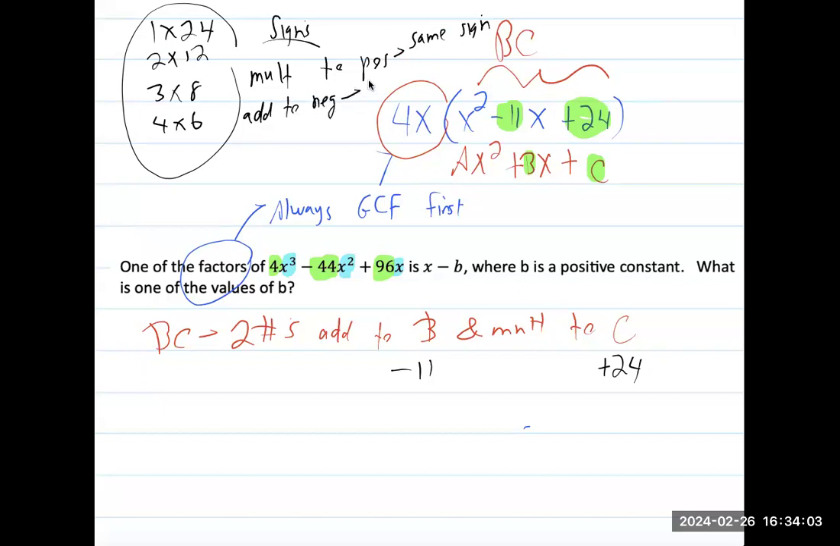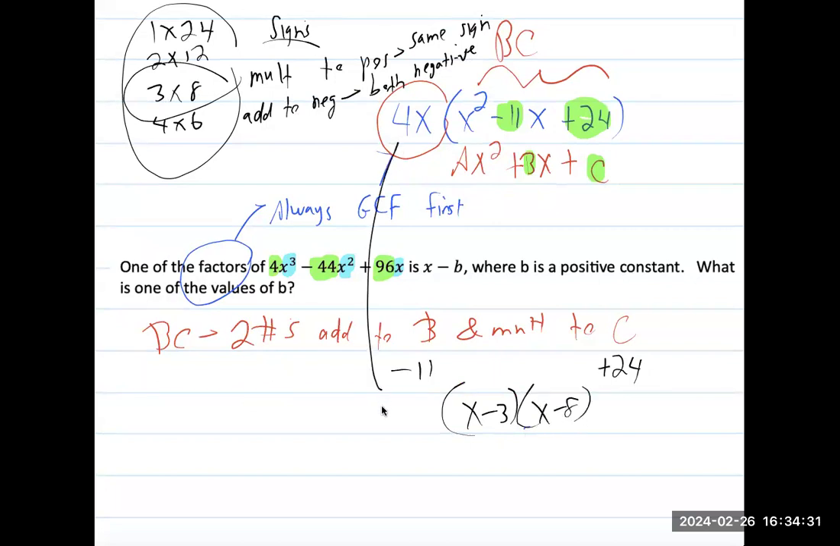So out of these two numbers that are both the same sign, they both need to be negative. So now we've got our two numbers. They're both the same sign. They're both negative. They add to -11, multiply to 24. That's -3 and -8. So the BC quadratic here will factor to x minus 3, x minus 8, not to mention we had the 4x already.